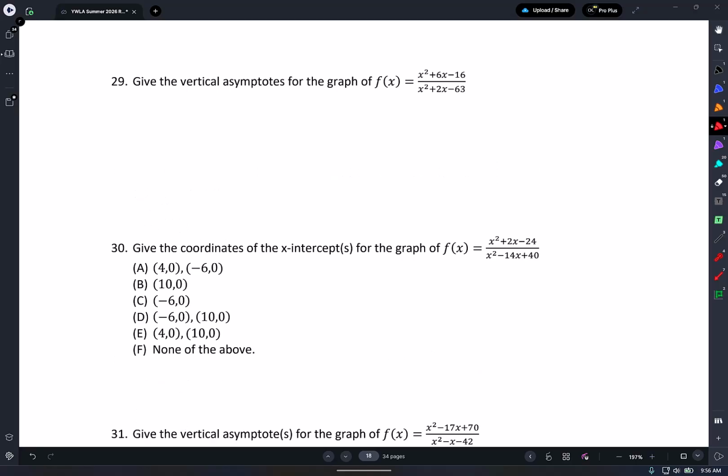Remember, guys, to find your x-intercept, set the y value equal to 0, because whenever you cross the x-axis, the y value is 0. So just set that equal to 0 and then solve. Maybe make sure you cancel any factors out, right? Because it's possible to have a hole on the x-axis. So be careful there on that.